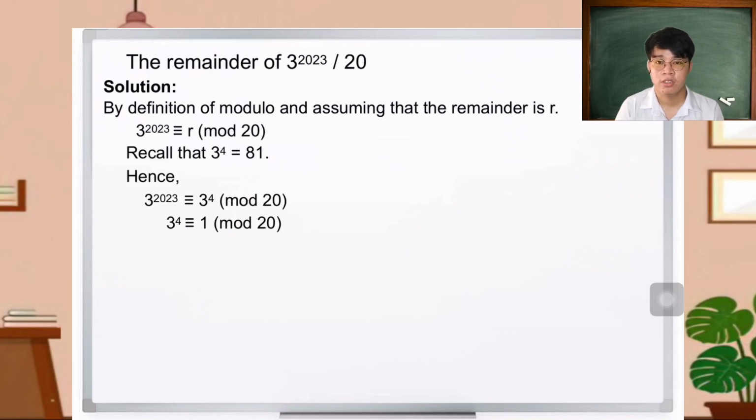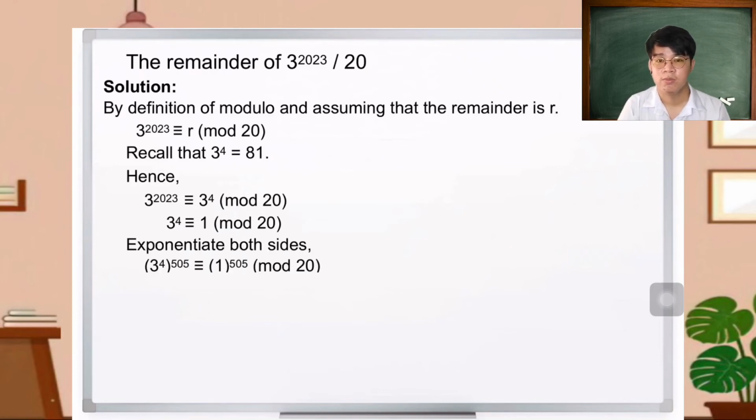And by exponentiating both sides, we have 3 raised to the 4th power raised to 505 is congruent to 1 raised to 505 modulo 20. We will obtain 505 by dividing 2020 by 4. So by simplifying it, we will be having 3 raised to 2020 is congruent to 1 modulo 20.